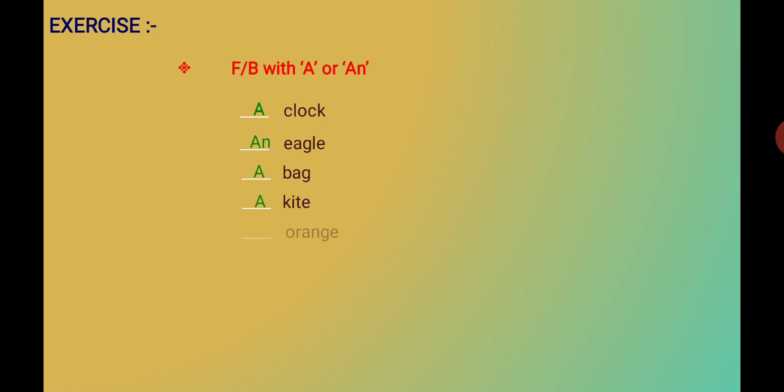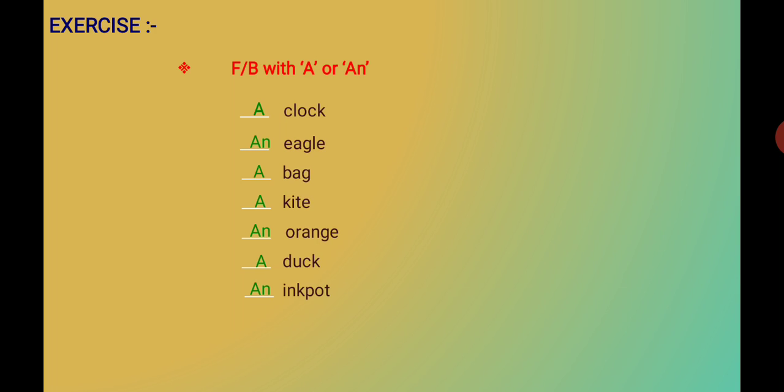Good. Next is orange. Does it begin with a vowel or a consonant? Vowel. So the answer will be AN. Next is duck. It begins with a consonant. So the answer will be A. Next word is inkpot. It begins with a vowel. So the answer will be AN. This is the revision exercise.